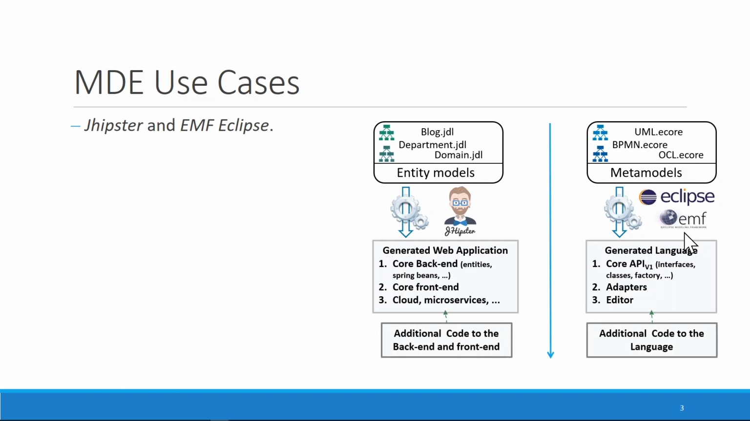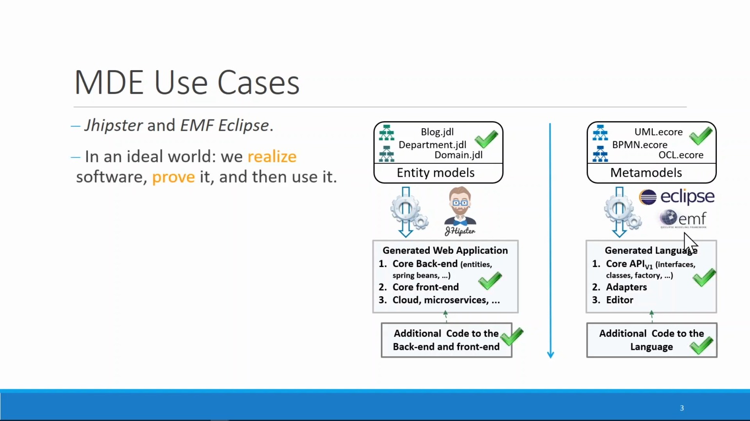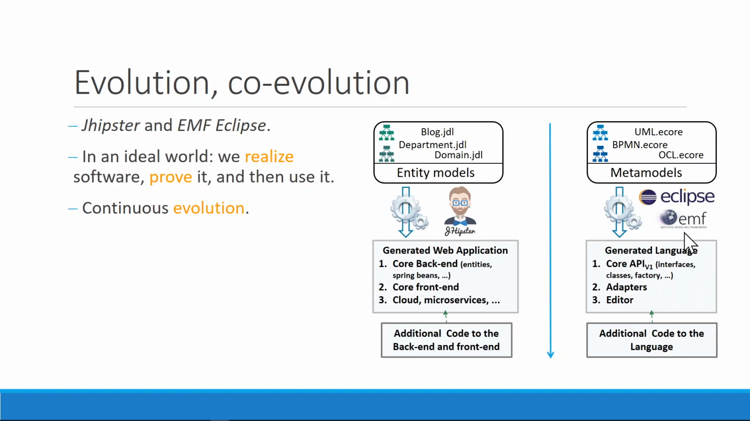And of course, on top of that, the developer has to add additional code to implement the functionalities that are needed in the software. In an ideal world, of course, you want to put effort in the models, either the entity model or the metamodels, and then you refine and code. But in reality, it doesn't work like this, and developers have to change and evolve the software. And whenever they evolve at the model level, of course, you can regenerate the code, but they also have to update the code that has been added, which may be broken.